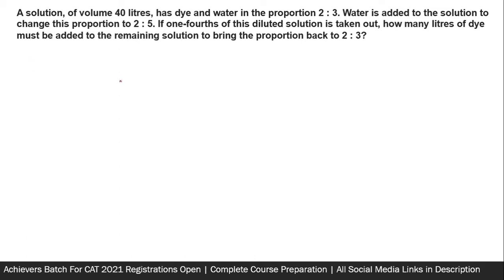So the first method that I have in mind is the most generic, the most basic method, the algebraic method, or generally known as the equation method. First of all, we have 40 liters of solution having dye and water in the ratio 2:3. So that is 16 liters and 24 liters. Then water is added. Let us say X liters of water is added. So the dye remains 16 and water becomes 24 plus X, and this would become 2:5. From here you will get the value of X to be 16.